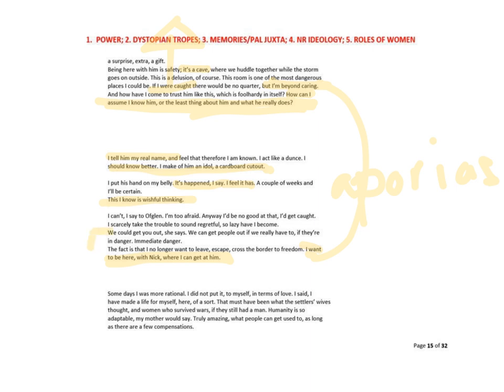A little hint at the underground movement. Mayday. Ofglen saying we could get you out. "We can get people out if we really have to." Immediate danger. Tempting to link that with what happens later, but again, too many aporias to know for certainty or talk with certainty.